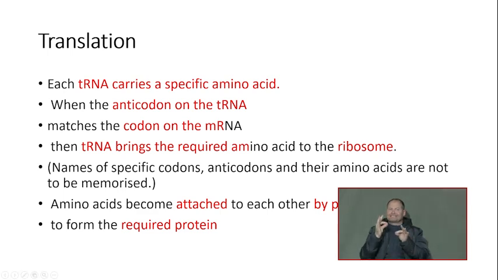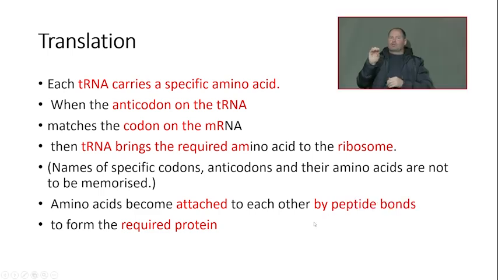That specific must be there. It carries a specific amino acid. And then when the anticodon on tRNA, not when the codon matches with the codon. It must be when the anticodon on tRNA matches with the codon on mRNA. Then what does tRNA do? It brings the required amino acid to the ribosome. Don't just say tRNA brings the required amino acid. It must be to the ribosome.